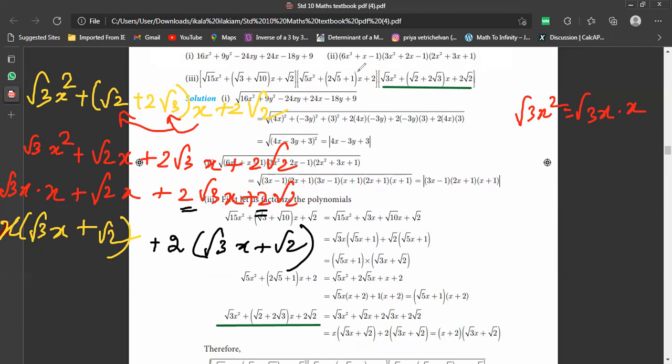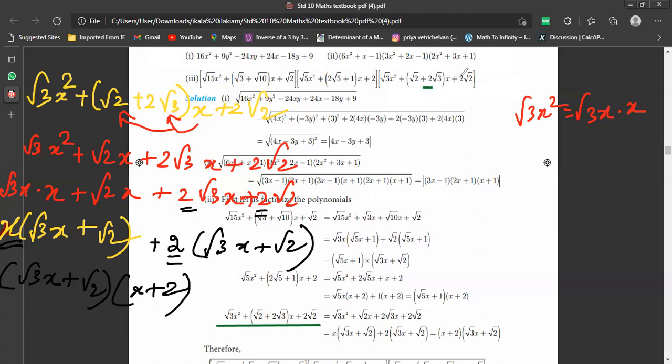So now root 3x plus root 2 seems to be common, isn't it? So take that as outside. Root 3x plus root 2 is common. You are left with x and 2. Combine them. That's it. We are done with the third expression also. Is it clear? Yeah.